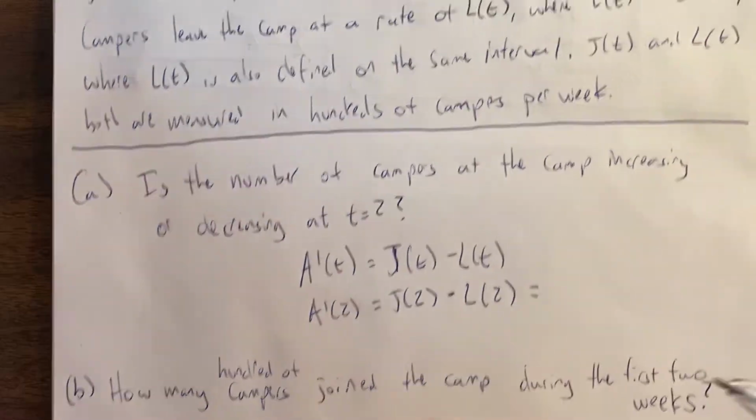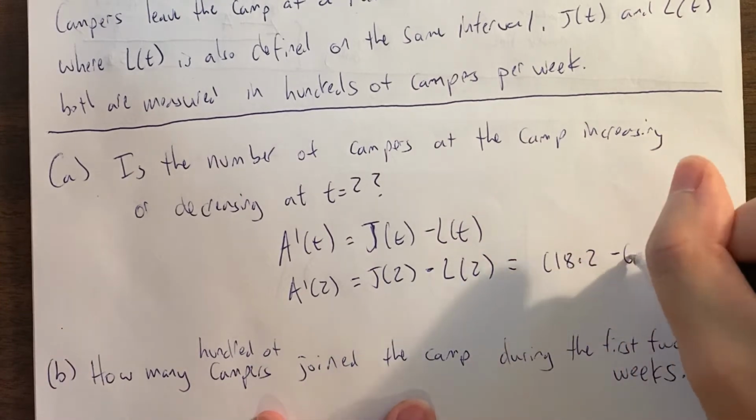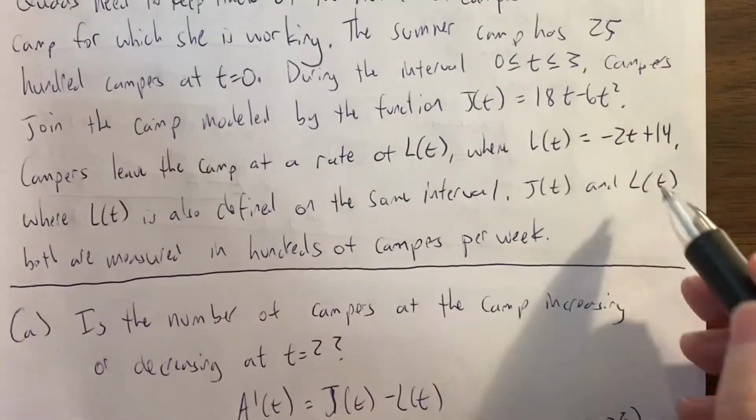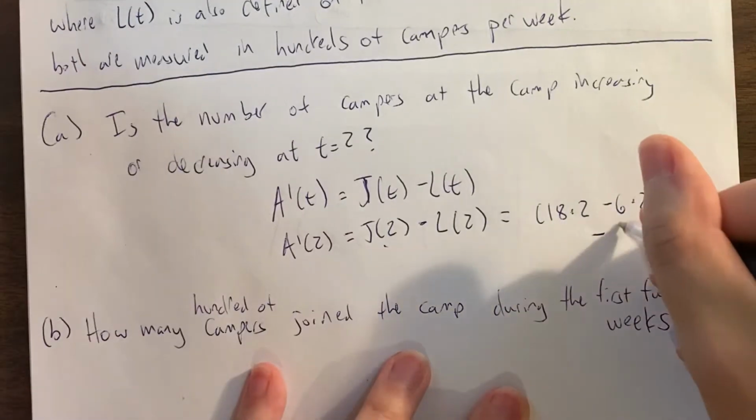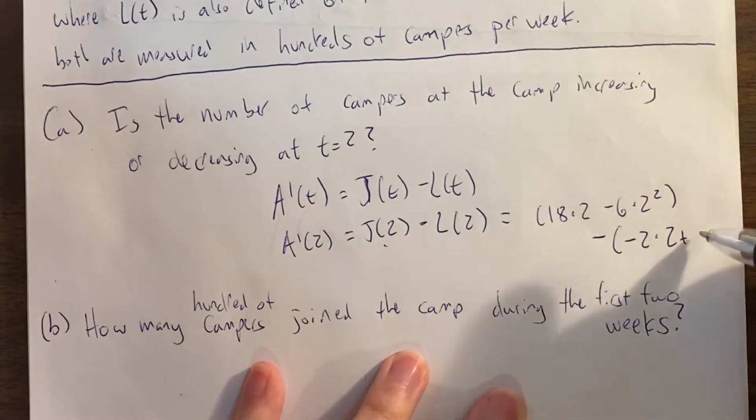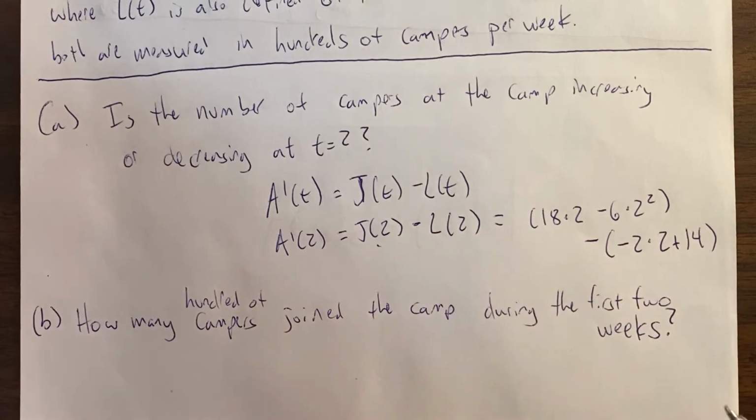So all we're going to do is plug in 2 here. It shouldn't be too bad. 18 times 2 minus 6 times 2 squared. That will be plugging into J. Plugging into L would be minus 2 times 2 plus 14. Just like normal, I'm being very careful with parentheses. I'm wrapping both rate in and rate out in parentheses.